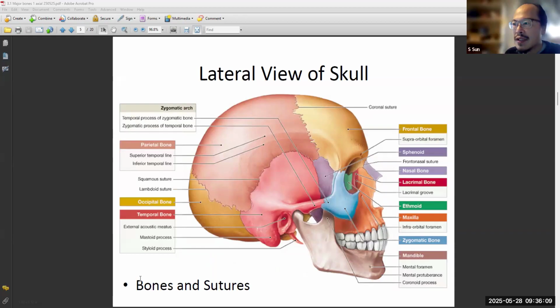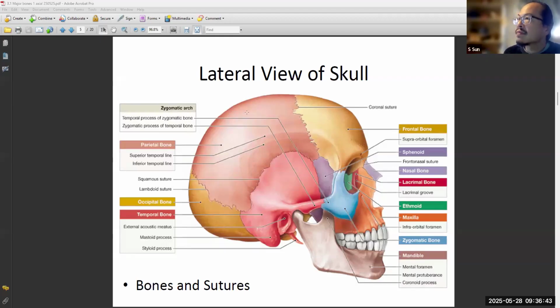The key thing you need to know is that we are talking about the bones. We are also talking about the sutures, because the bones in the cranial do not have a movable joint. So their connection is called a suture, basically pretty tight, connected to each other. It's not movable. And so we are going to also learn about that. So let's start from the bone first.